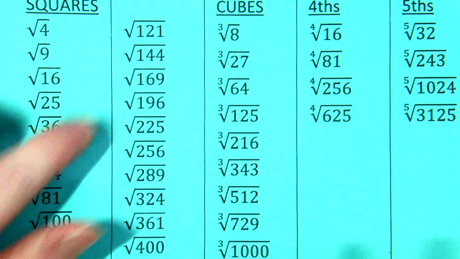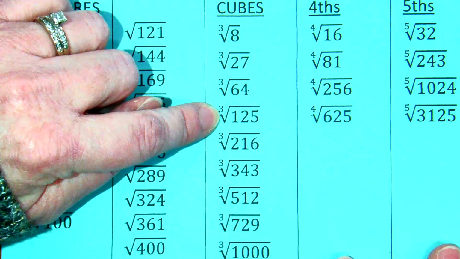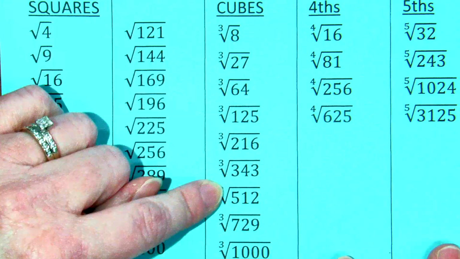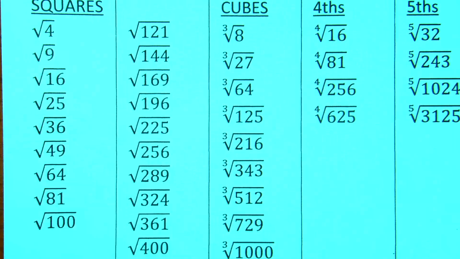What's the cube root of 8? 2. Cube root of 27? 3. Cube root of 64? 4. 5. 6. 7. 8. 9. 10. So they're in order, yes? And these are your blue papers to keep. If you want to write what they equal next to them, that's your choice. I don't put them on there anymore because it got kind of confusing which numbers I was talking about when I put them on there.